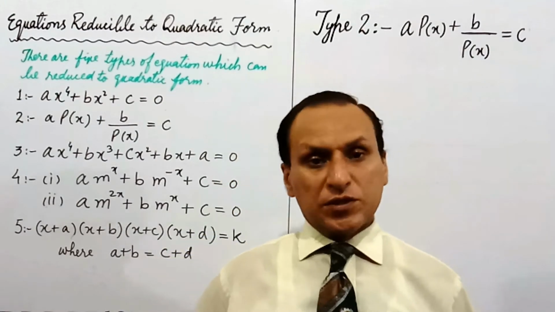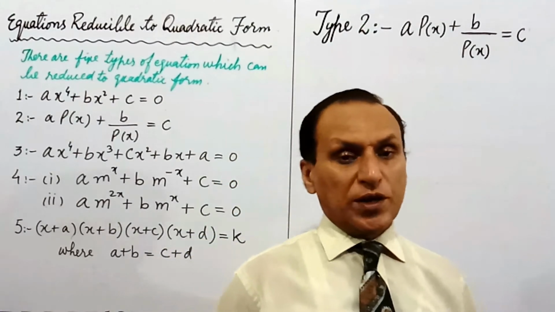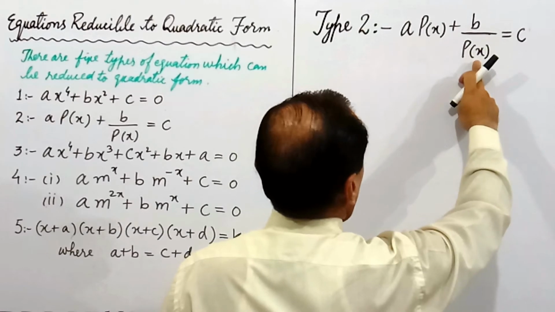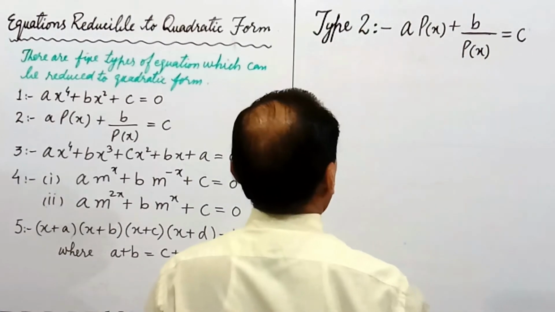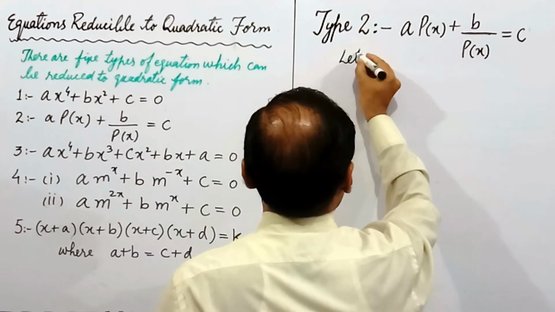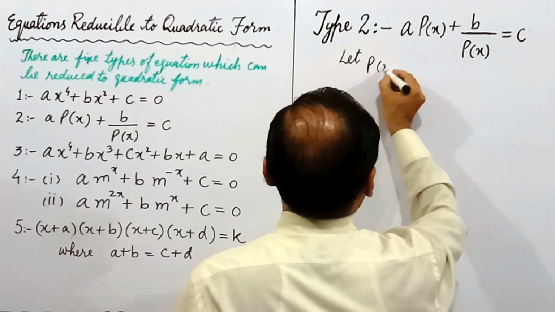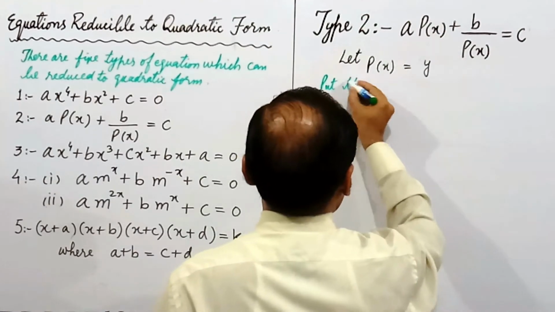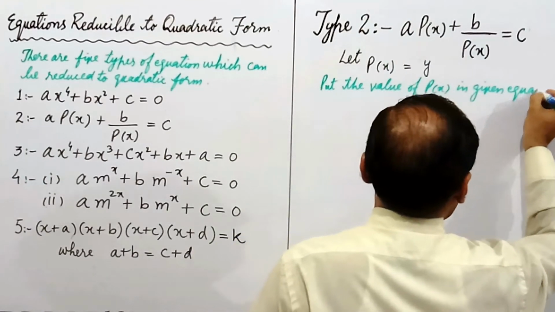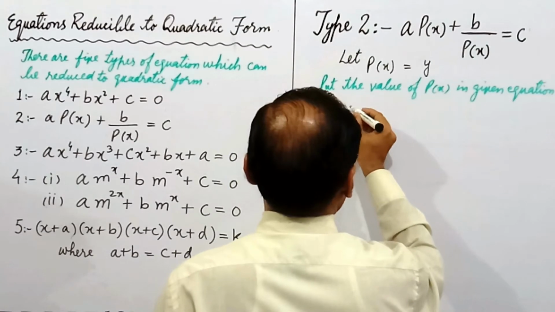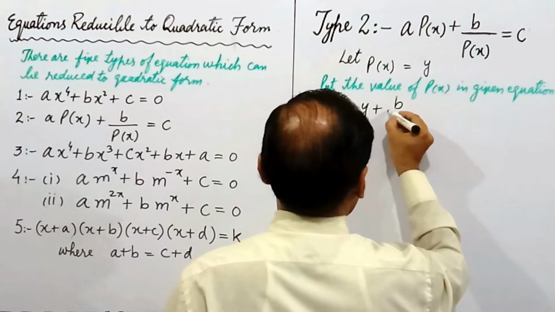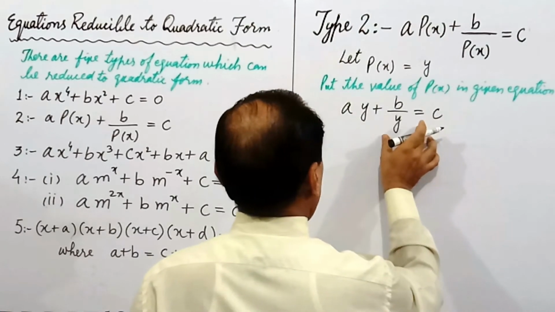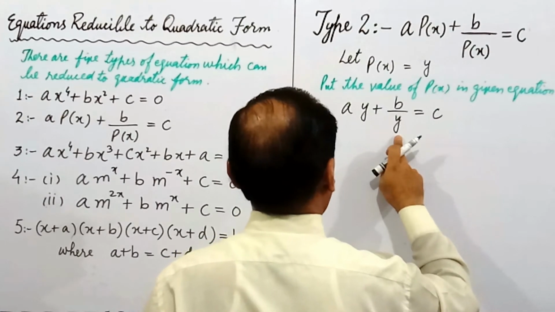Now we move to the type 2 equation which can be reduced into quadratic form, that is a into polynomial of x plus b divided by polynomial of x is equal to c. If this kind of equation is given to us, we let the polynomial of x is equal to y, and then put the value of p of x in this equation. We have a into y plus b over y is equal to c. As we have a rational expression in an equation, therefore we take the LCM of the denominator and multiply each term by it.